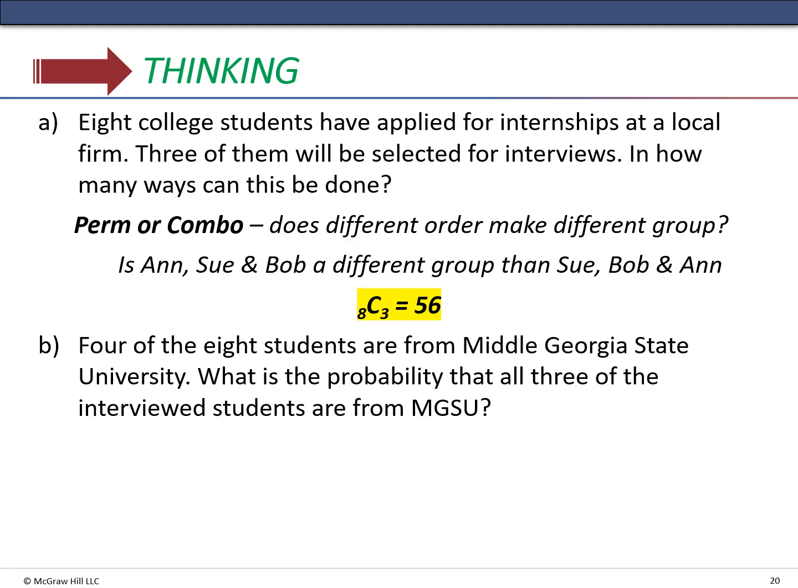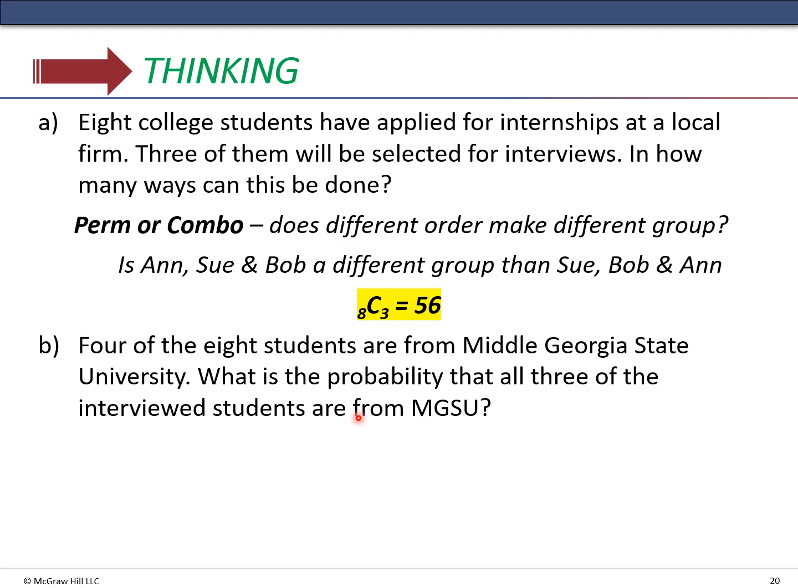4 of the 8 students are from Middle Georgia State University. What is the probability that all 3 of the interviewed students are from MGSU? This is very similar to the light bulb. So again, if you haven't hit pause, see if you can do it. So notice now of the 8 students, we want to select all 3 of them. Our event is that all 3 are from Middle Georgia State, okay? Well, there are 4 out of the 8 are from Middle Georgia State. Again, it's a combination problem because they're all getting the same thing.